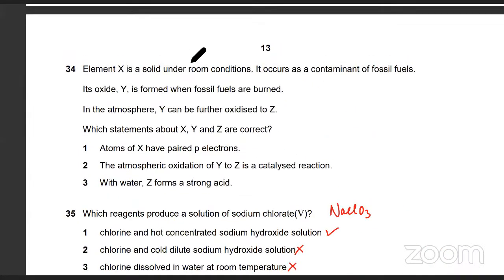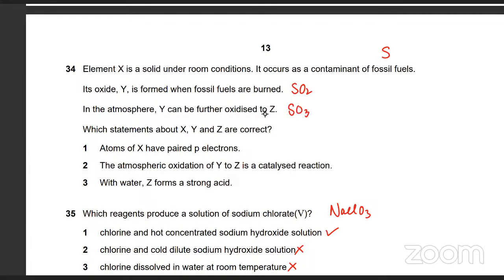As the next one, element X is a solid under room conditions. It occurs as a contaminant of fossil fuels. So it's a fossil fuel contaminant. Probably what's a fossil fuel contaminant? Sulfur is one common contaminant. Its oxide Y is formed when fossil fuels are burned. So I guess, I'm just making guesses, probably sulfur dioxide. In the atmosphere, it can be further oxidized to Z. So it does get oxidized in the atmosphere, it forms sulfur trioxide.